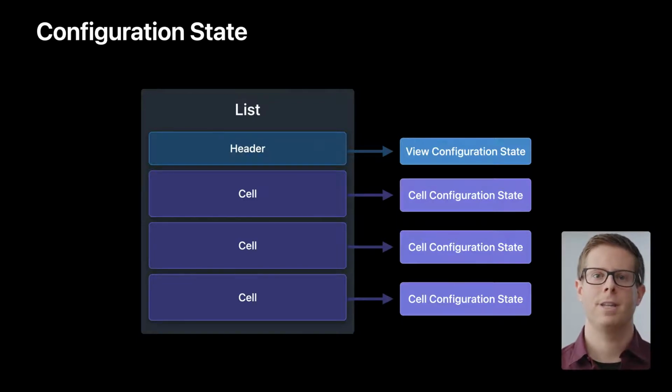So what does a configuration state look like? Well, there are 2 different types, as you can see here. There's a configuration state type for views, like this header, and there's a different type for cells.